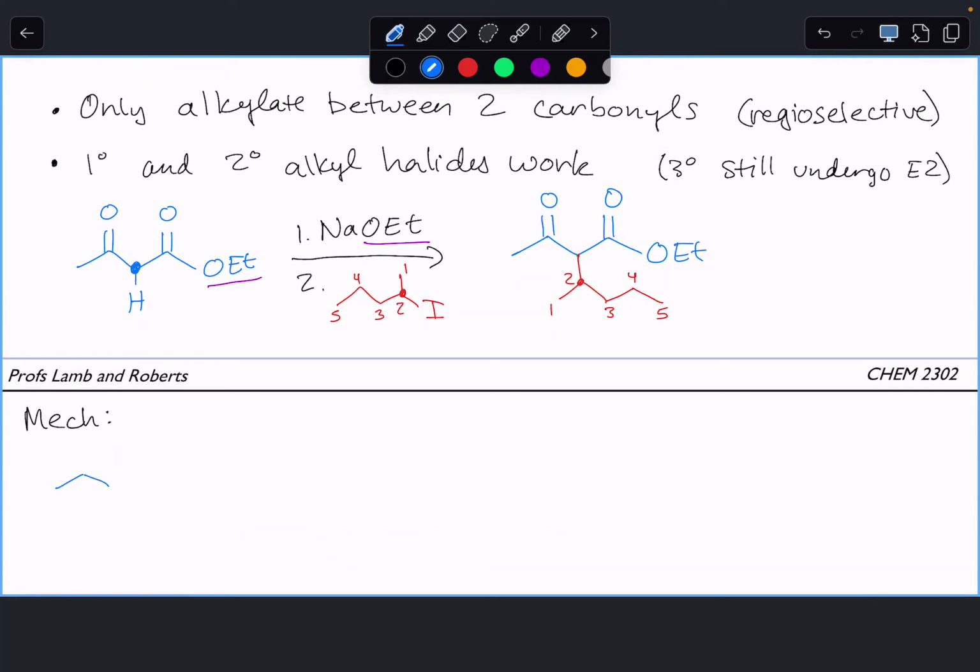So first, we need to make our enolate or make our nucleophile, just like every other reaction in this chapter. So step 1, we have our base. Draw out my lone pairs this time. Our base is going to grab that proton, generate our enolate.